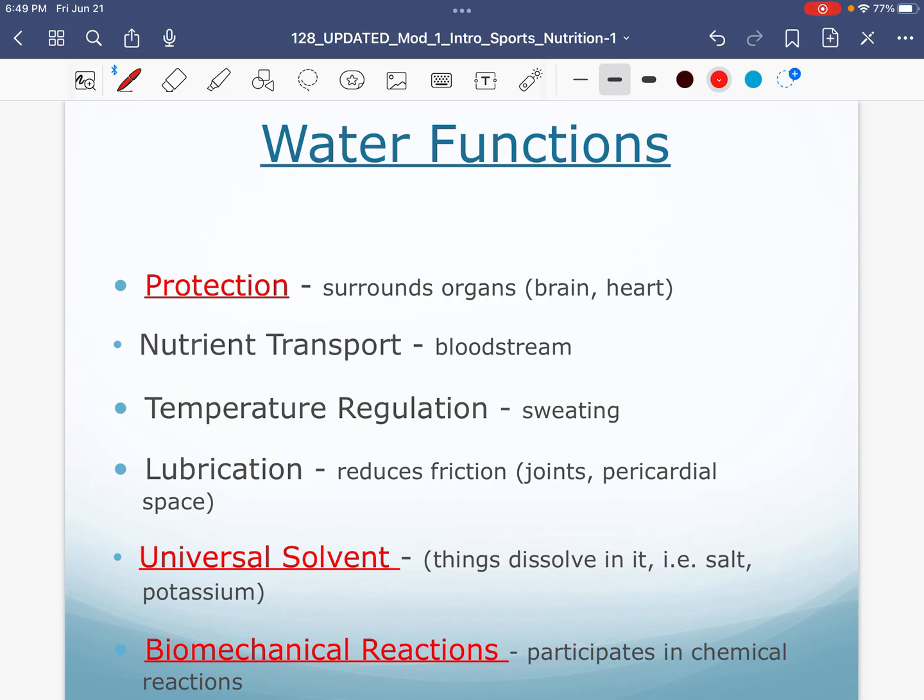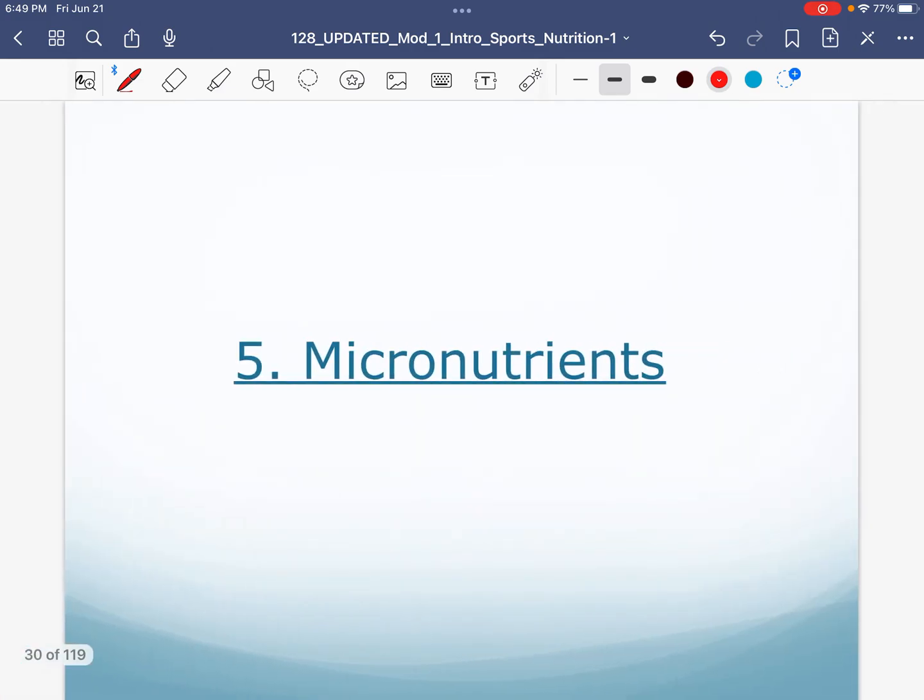Water acts as a universal solvent. Things dissolve in it, in the bloodstream especially. Water plays a role in chemical reactions. These are the three that I've picked. Of course, it has more. We have a whole chapter on this later.